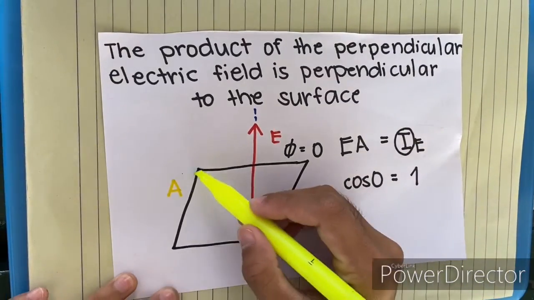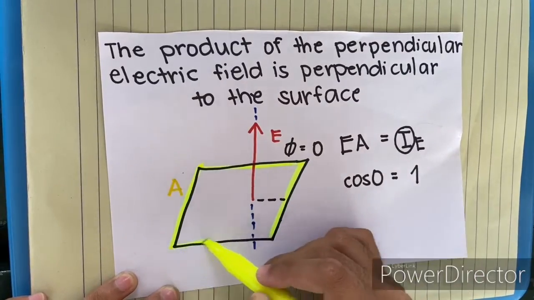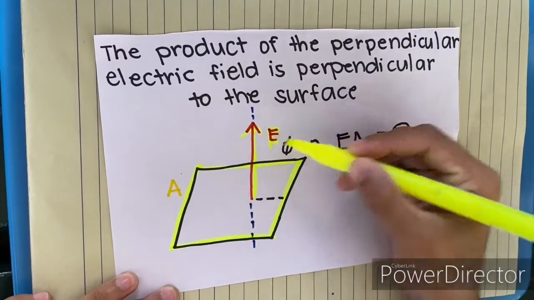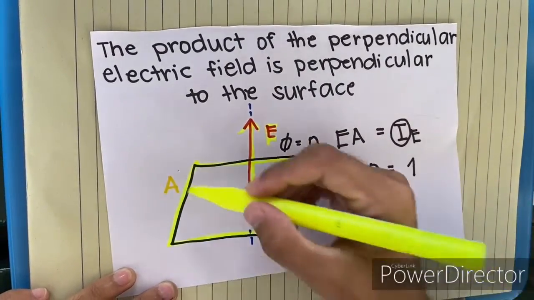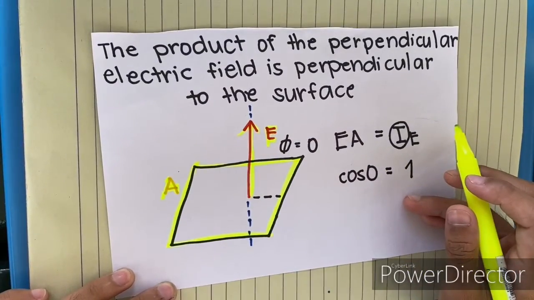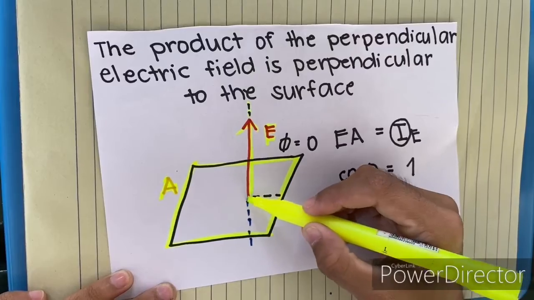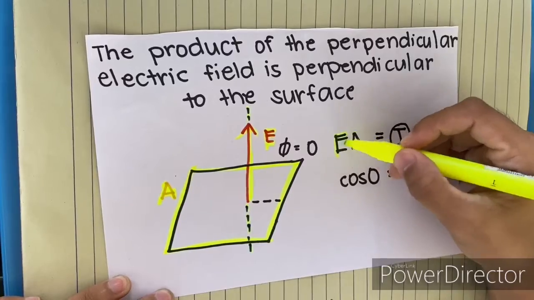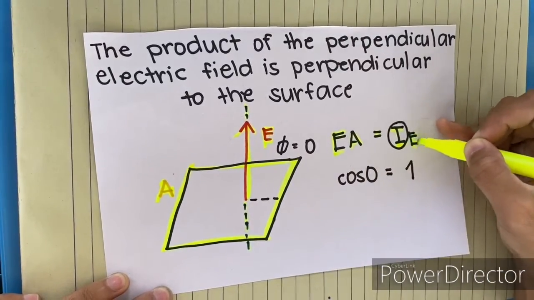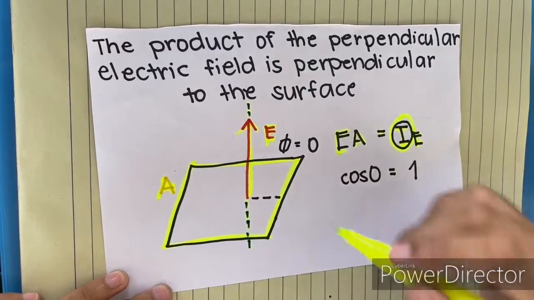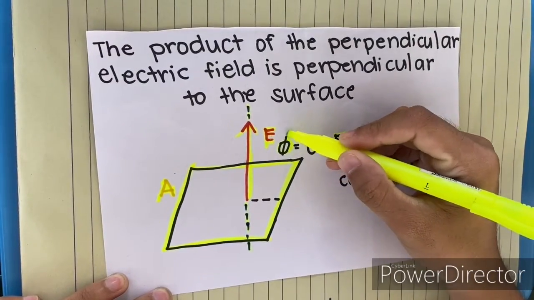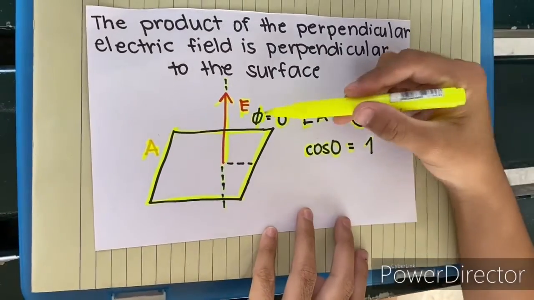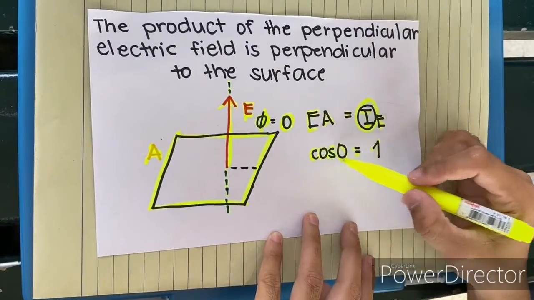Imagine you have a surface with the electric field out of the surface, and that surface has an area. The electric field is perpendicular to the surface. The product of the electric field times the area is equal to the electric flux. Phi is the angle between the normal line and the electric field. Because the normal line and electric field are parallel to each other, the angle phi is equal to 0, and cosine 0 equals 1.